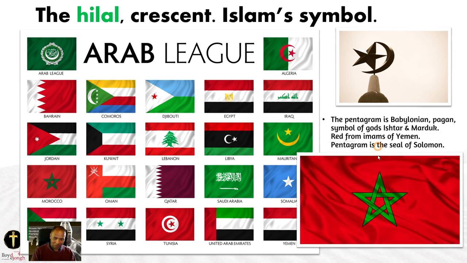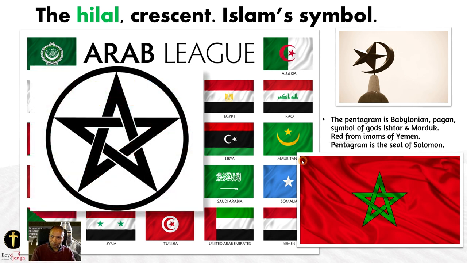Now, this is the pentagram on the Moroccan flag. Now, the pentagram is Babylonian. It is pagan. It is the symbol of the gods Ishtar and Marduk. Right? Those are both, well, Babylonian pagan gods. Now, the red color is from the Imams of Yemen. This is some confirmation of the association with Yemen. And the pentagram is also said to be the seal of Solomon. Of course, in Islam, because of Solomon's association with the Queen of Sheba, they assume that he was a pagan himself. We'll get into that as we go.